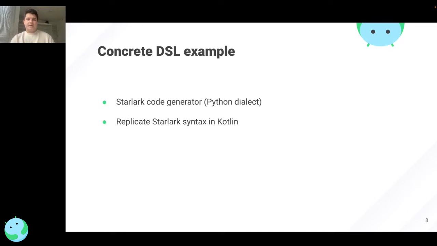And you might ask, if we are writing a code generator, how can the DSL help here? The purpose of this DSL is actually to replicate Starlark syntax in Kotlin. So we will be writing a DSL that looks the same, or as close as possible, to the actual Starlark code. Later, I will show concrete examples of how it works.